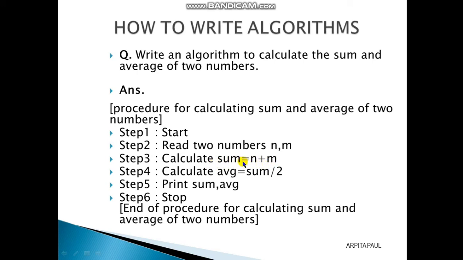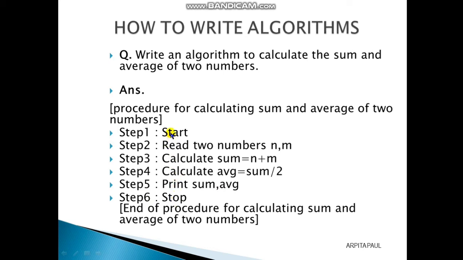So in step 3, we are calculating the sum. We are adding the values of variables n and m and storing the value in the variable sum. Now step 4, we are calculating the average. We write calculate average equals sum divided by 2. So we are calculating the average of two numbers and storing the output in the variable avg. Now the sum is done and the average is done. To see the output, we have to print the values. So in step 5, we are printing the values. How? Print sum comma average. Here we are printing the value of sum and the average. Now step 6, we will write stop.